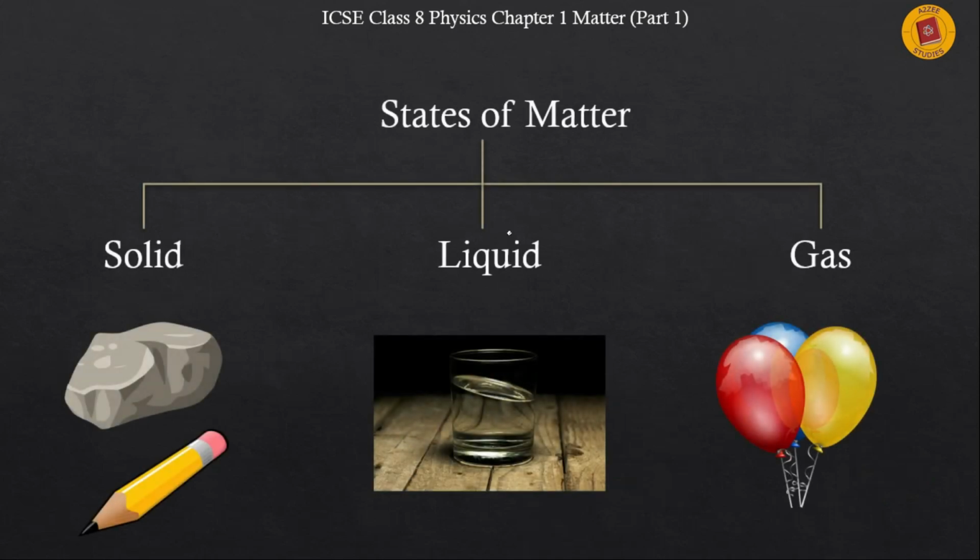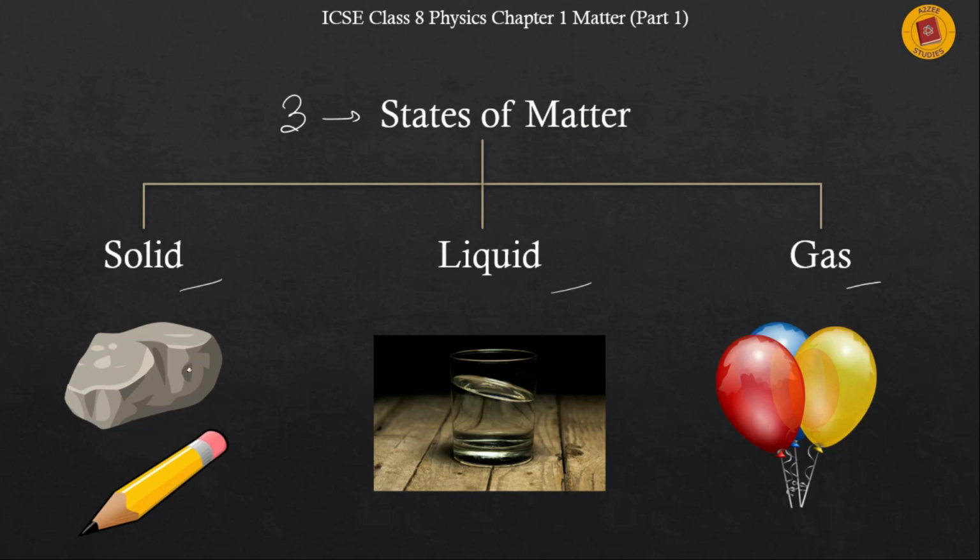Now we come to the states of matter. As of now, we will only learn about the three states of matter: solid, liquid and gas. When we go higher, we will also know that there are two more states of matter, like plasma and Bose-Einstein condensate, but that is beyond our scope. For now, there are only three states of matter: solid, liquid and gas.